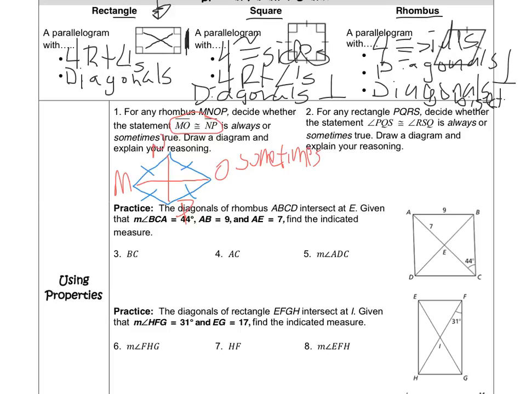The next question they make is for any rectangle PQRS, decide whether the statement angle PQS is congruent to angle RSQ, always or sometimes. So let's draw a rectangle. Remember, a rectangle is a parallelogram. Still opposite sides are congruent, but remember what makes something a rectangle is that it has 4 right angles. So we're going to go ahead and draw our 4 right angles, and label the points P, Q, R, and S. So there are our vertices.